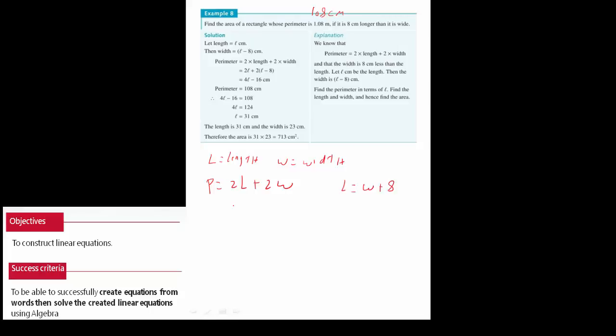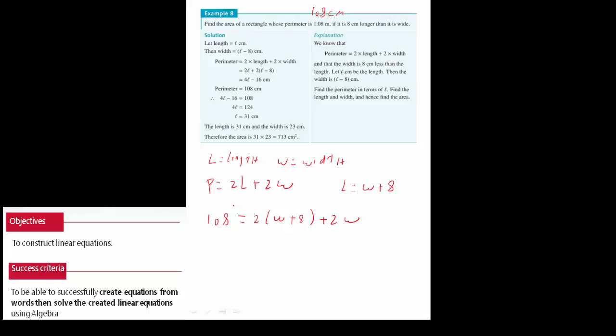So if we substitute the values here, the perimeter they gave it to us is 108, equals 2 times, we substitute the length with its value, W plus 8, plus 2W. This way, we actually change to having only one unknown. So we're using the values they gave us and the relationships.